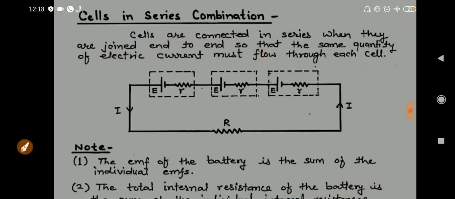This is a diagram of a series combination of electric cells. Here capital E is the EMF of each cell and small r is the internal resistance of each cell. Here capital I is the total electric current flowing through the circuit and capital R is the external resistance of the circuit.